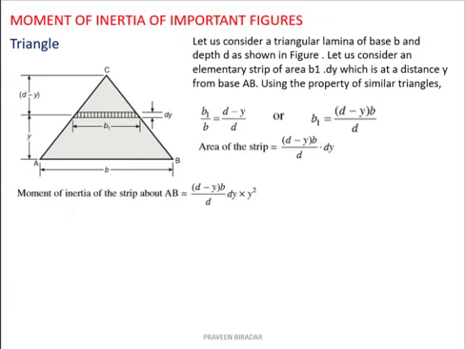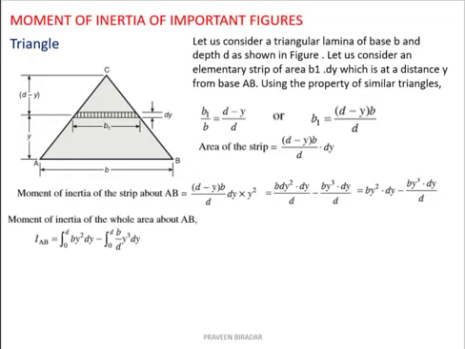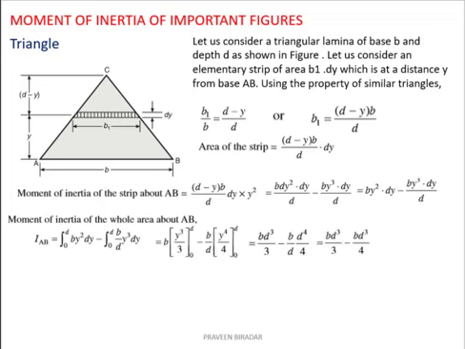I will substitute here. Then moment of inertia of a strip about AB equals (d minus y) b by d dy into y square. So if you solve it for the whole area with the limits 0 to d, integral of b y square dy minus integral of b y cube by d dy, and solving you will get BD cube by 12 with respect to the base.